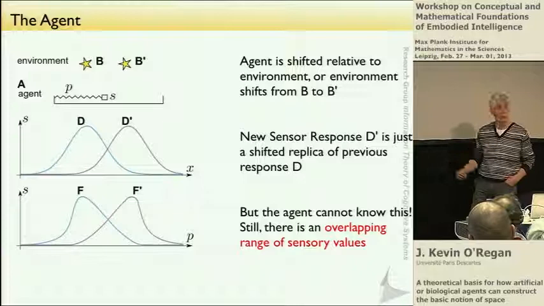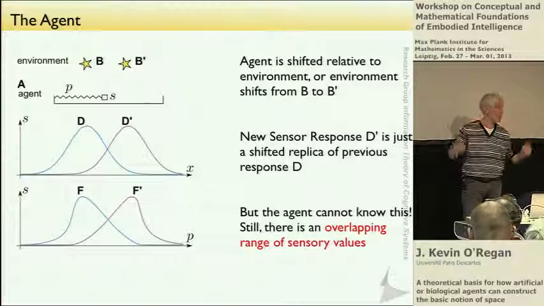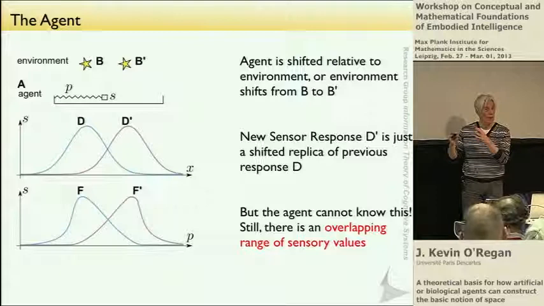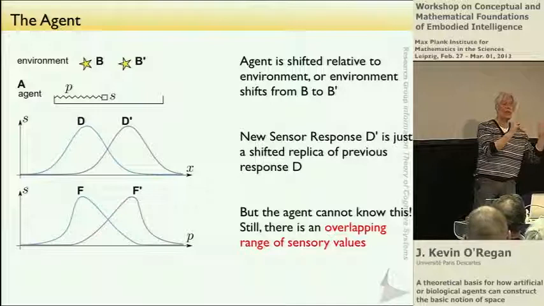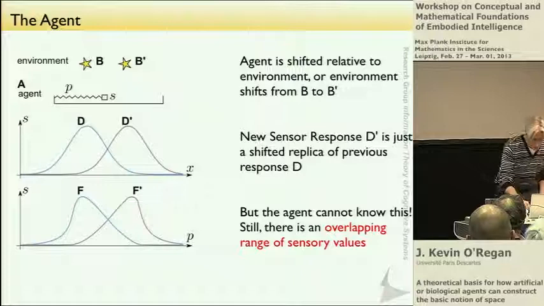Now, this may not seem surprising at all for this particular one-dimensional agent, but imagine that the agent had millions of sensory inputs. What I'm saying is that then what would happen is that all of those millions of sensory inputs at some point would be identical to what they were before for some other proprioceptive value. And that is something that's extremely odd. It's extremely noteworthy. And I suggest that the agent will take note of that.